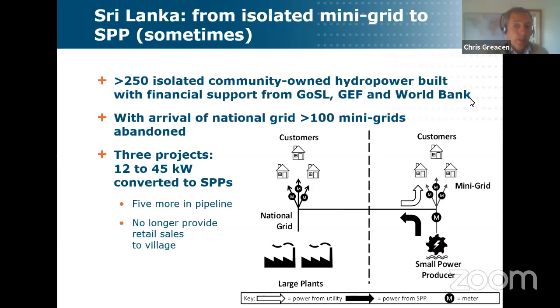In Sri Lanka, there were over 250 micro-hydro mini-grids that were built with support from the Sri Lankan government, the GEF, and the World Bank. And with the arrival of the main grid, more than 100 of these have been abandoned. But so far, three projects, with another 15 or so in the pipeline, now have converted to become SPPs. And so they sell electricity to the national grid, and then the national grid exclusively provides services to the households and in the villages.